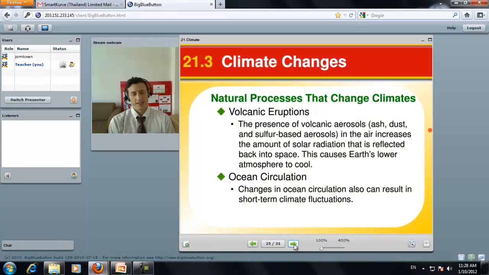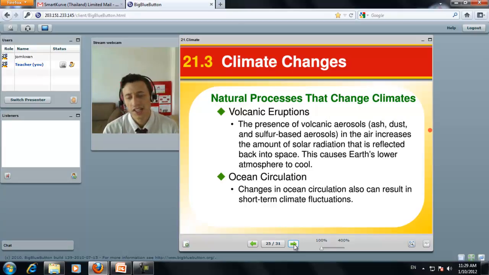Other processes that affect climate change. Volcanoes. That's the first bullet point on slide 25. The presence of volcanic aerosols such as ash, dust, and sulfur in the air can increase the amount of solar radiation that is reflected back into outer space. This causes the lower atmosphere to cool. So all of this ash in the air almost acts like an umbrella. It blocks out the light, and it can make areas much cooler.